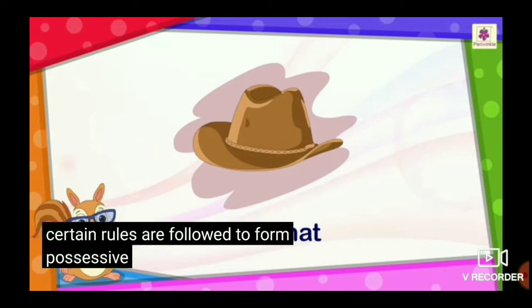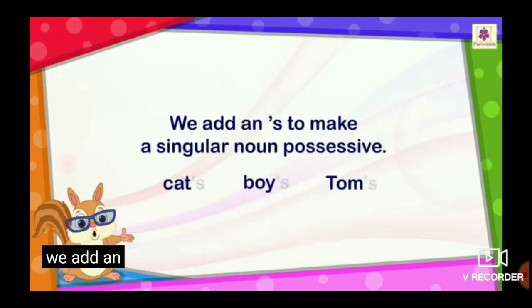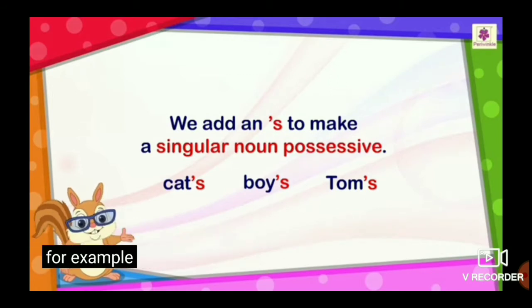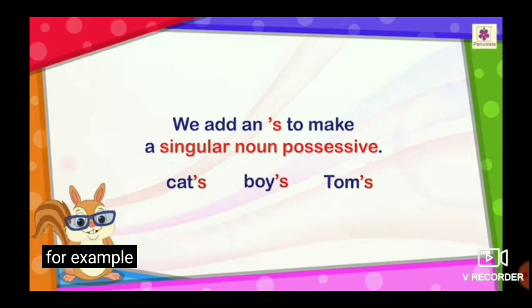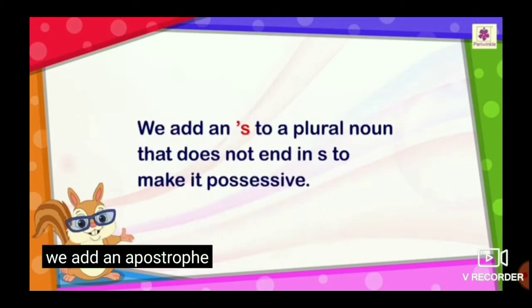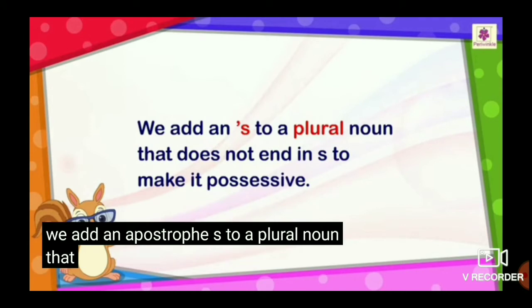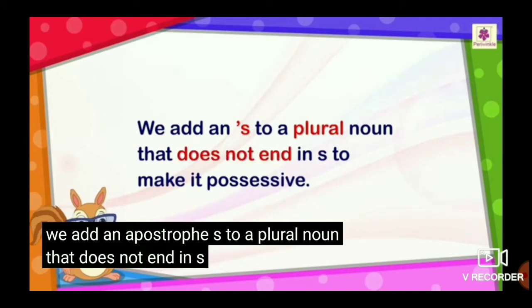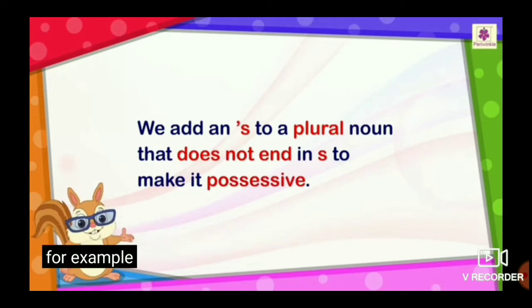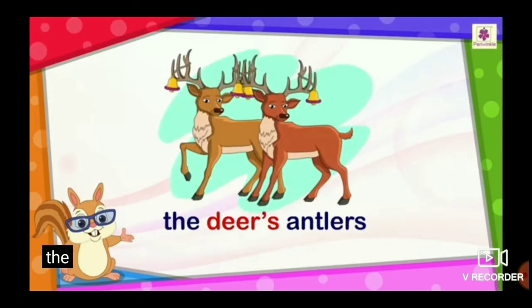Certain rules are followed to form possessive nouns. We add an apostrophe S to make a singular noun possessive. For example, the witch's broom. We add an apostrophe S to a plural noun that does not end in S to make it possessive. For example, the deer's antlers.